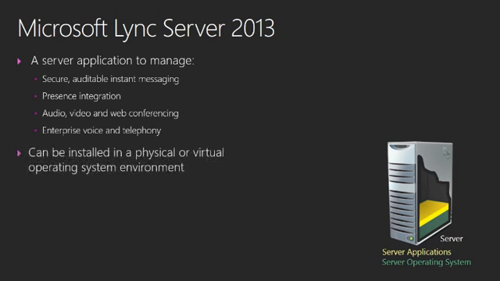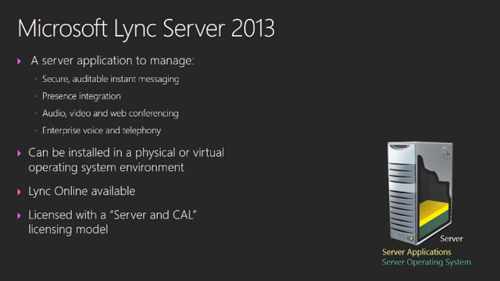It can be installed in either the physical or the virtual environment, and there's also Link Online available as an alternative to an on-premises deployment of Link Server. Now it says here that Link Server is licensed with the same model we already saw for Exchange Server, that's Server and CAL, but we're going to look at it in a bit more detail because it's actually a little bit different to that of Exchange Server.